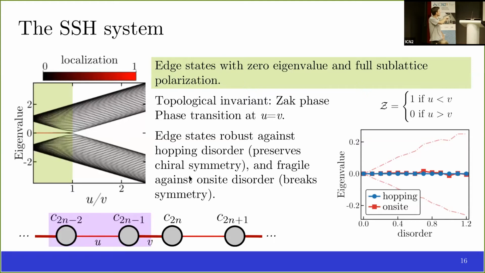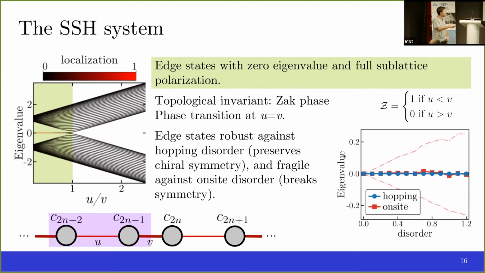In the plot on the left here is shown the energy spectrum of a finite SSH system for different U over V ratios. And we observe that for U smaller than V, two edge states appear with an eigenvalue pinned at 0. These edge states are topologically protected and are characterized by the Zak phase, which presents a phase transition at U equals V. And the edge states are robust against hopping disorder, which preserves chiral symmetry of the SSH lattice, and are fragile against on-site disorder, which breaks the symmetry.